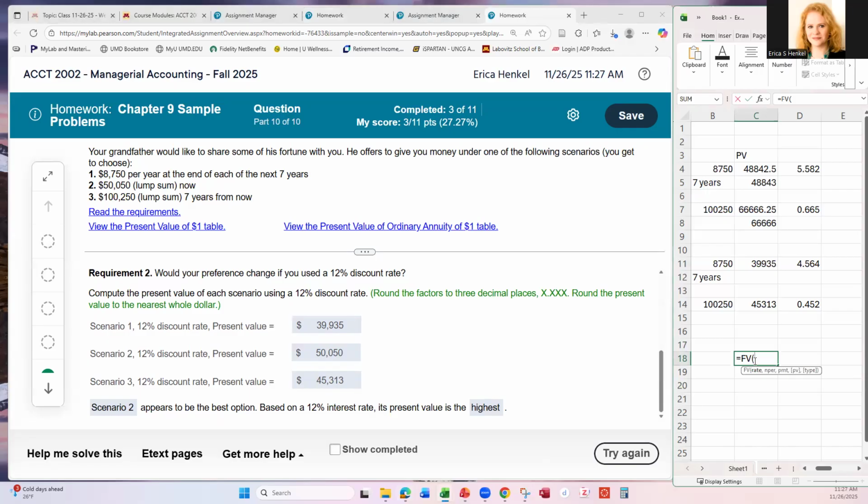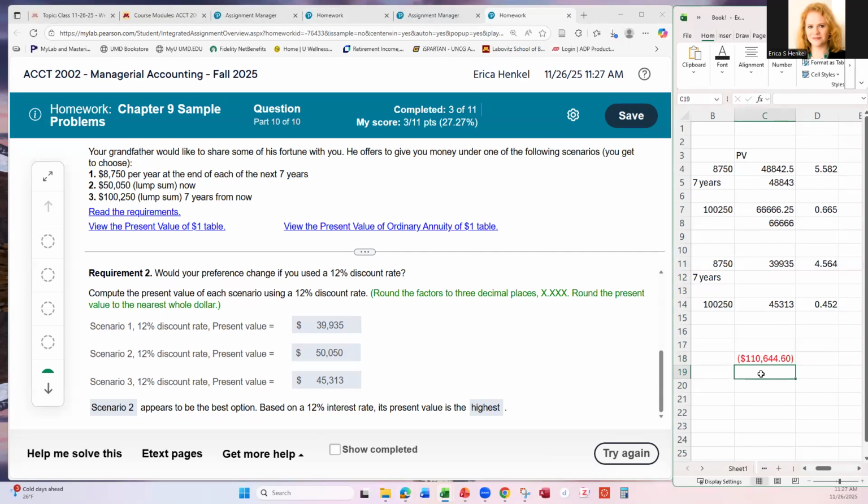let me run this here. Let's do 12%, 7 years, no interim payments, $50,050 invested. We would end up with $110,000 at the end of 7 years.